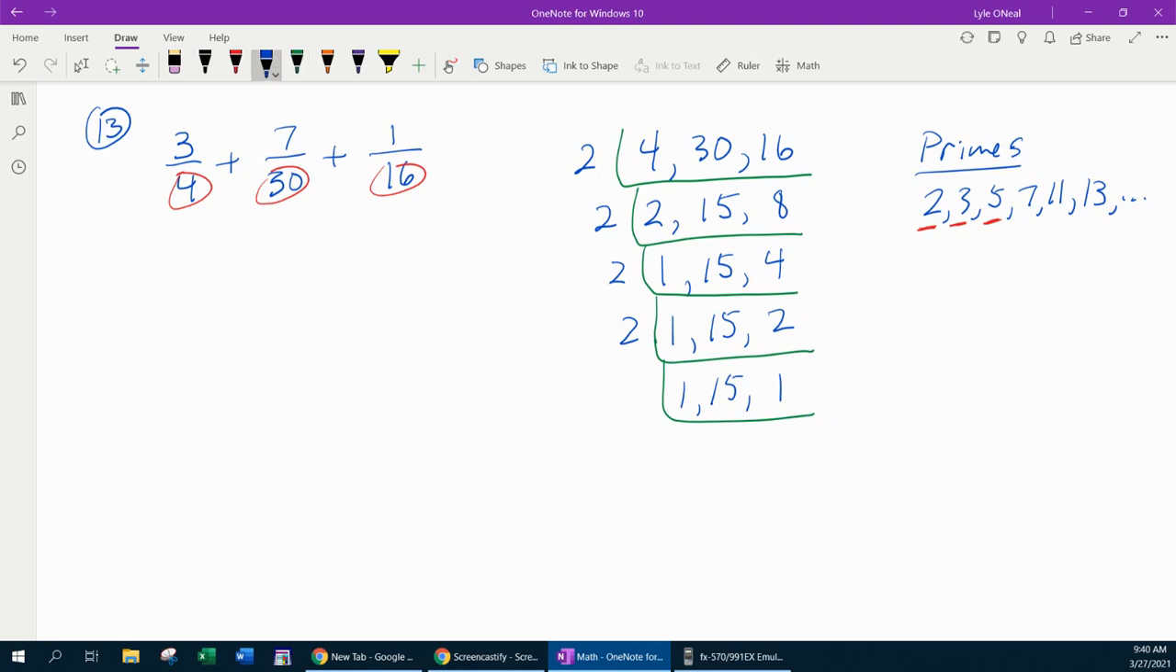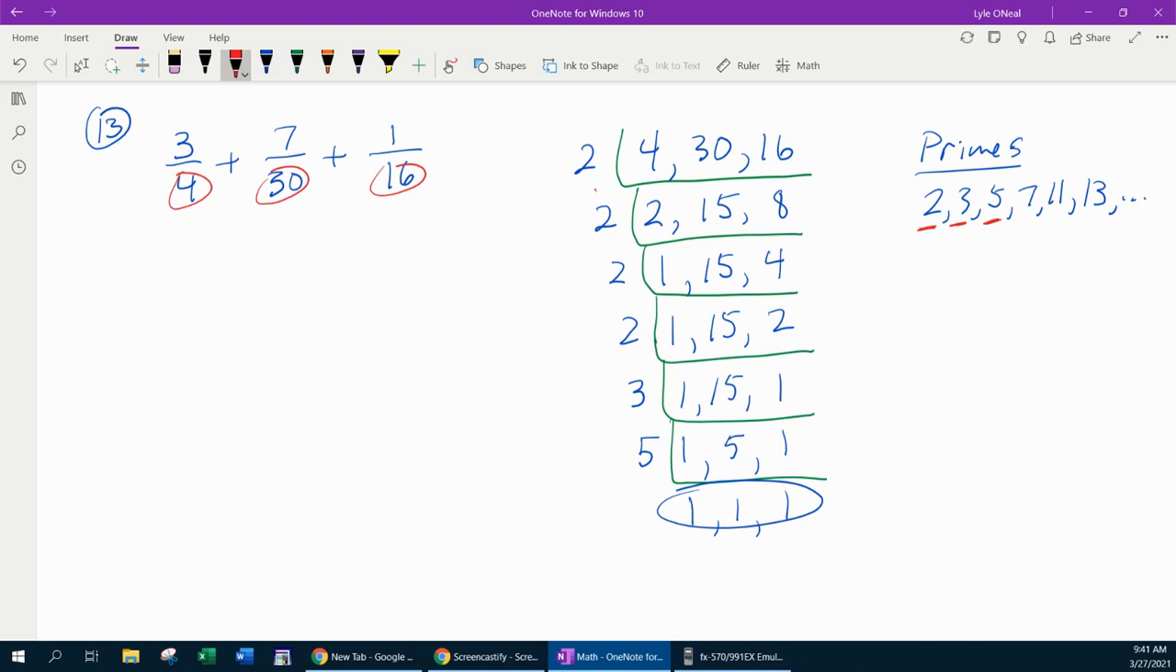And then we're going to crank it up a notch. Now 2 doesn't work anymore, so the next prime number is 3. And 3 doesn't go into 1 evenly, but 3 goes into 15 5 times. And then 3 doesn't work anymore, so we move to the next prime, which is 5. And then 5 doesn't go into 1, but 5 goes into 5 one time. Now remember, when you get all 1s, you're done.